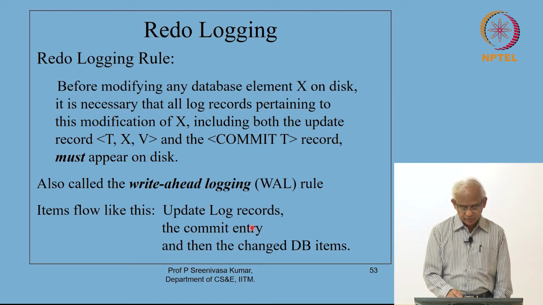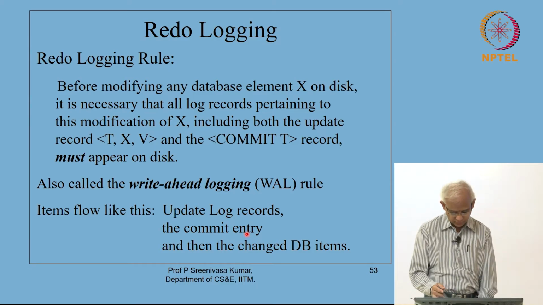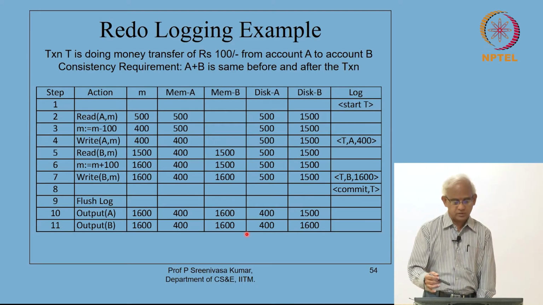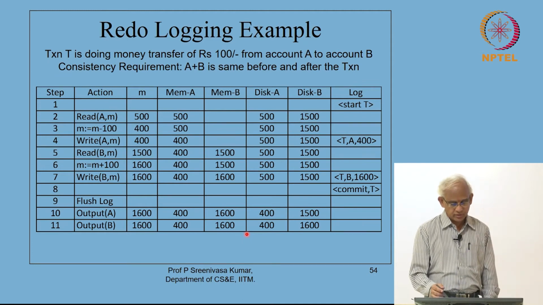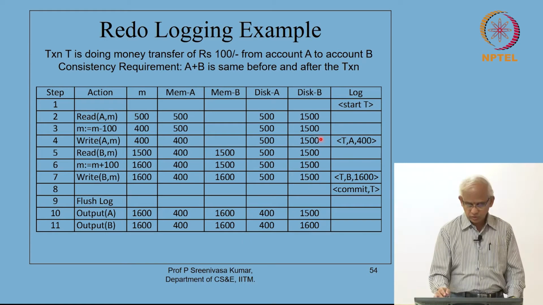The main reason we can get away with that is that we have a record of the changes that particular transaction has done in the form of the update records. We have the new values. So in case the transaction itself fails to do the updating of the database, we will be able to do that with the help of the log records. That is the idea. Let us go back to this redo example of 100 rupees being transferred from account A to account B, the same example. You are familiar with all these columns now.